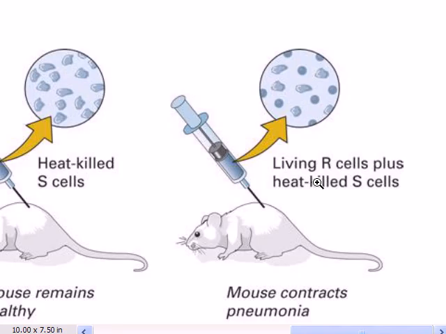So Griffiths thought that maybe there was something in the S strain bacteria that was transforming the R strain bacteria, turning it into S strain, turning it into the more virulent, nasty bacteria. So whatever this transforming principle is, it has the ability to confer traits to a different strain of bacteria. And so maybe this transforming principle is the genetic molecule.